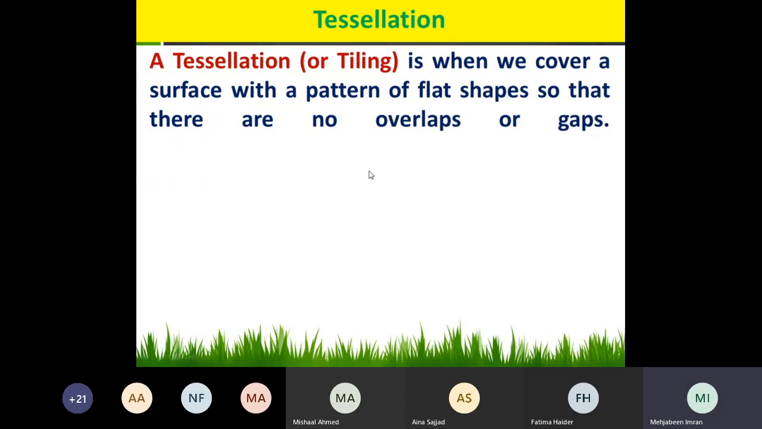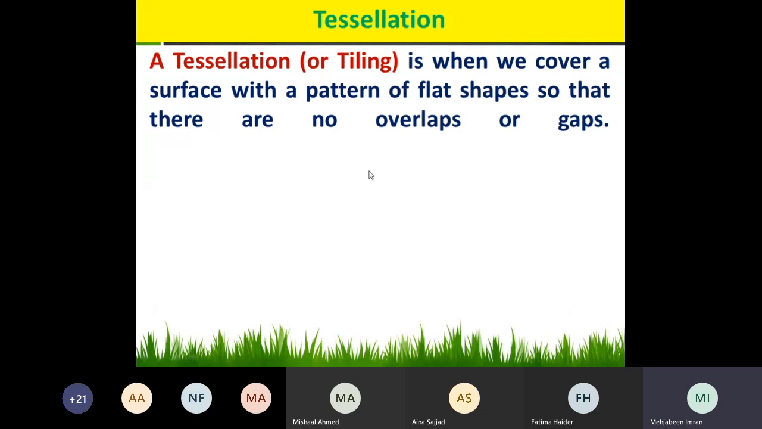Now, tessellation, I told you that the most common place where we see tessellation is floor tiles. You can observe your floor tiles in your home, and the tiles are regular polygons. Usually they are squares or rectangles, and they are fitting together. There is no gap between them, right? So that is the definition of tessellation, that it's a surface with a pattern of flat shapes so that there are no overlaps or gaps.